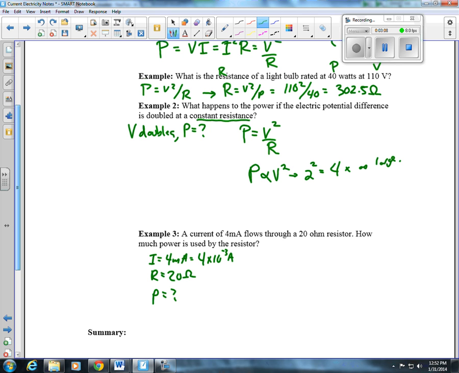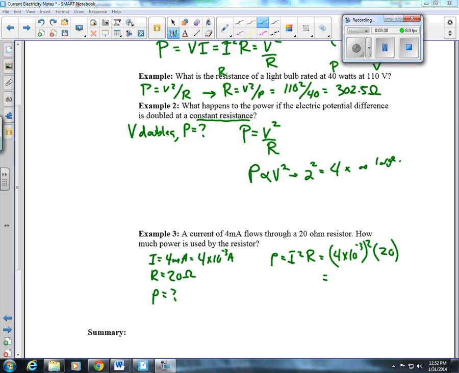So if I look up above here, the one that has I and R in it is P equals I squared R. So that's going to be 4 times 10 to the minus third squared times R, 20, equals 0.00032 watts.